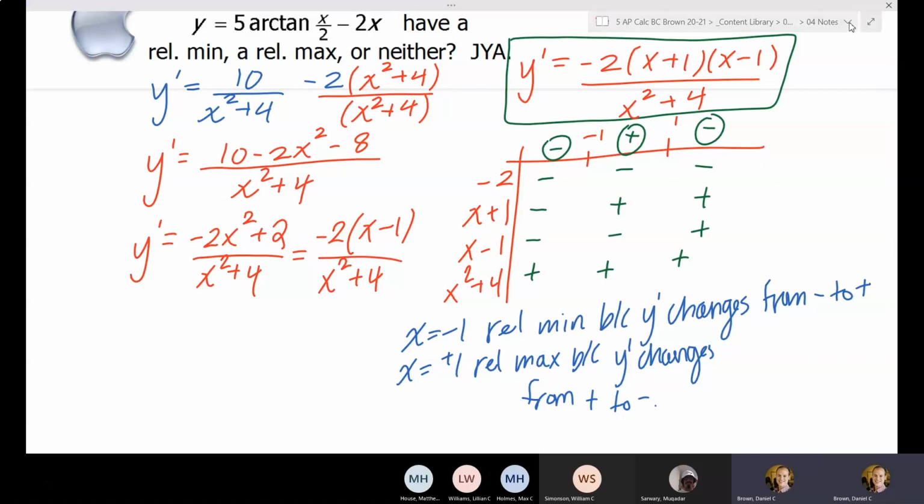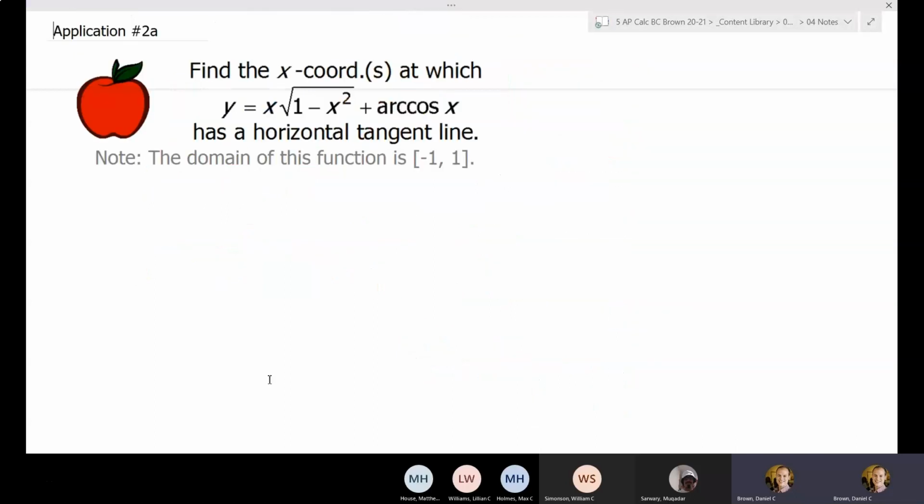All right, I am going to give you some time and not rush you to try this one on your own first. So I want you to find the x coordinates at which y is equal to x times the square root of 1 minus x squared plus arc cosine of x has a horizontal tangent line. Again, similar to that previous one, I definitely recommend you simplify your derivative before you set it equal to 0. The last thing I'll say before I let you try it on your own, just make sure you follow all the derivative rules that we've learned.